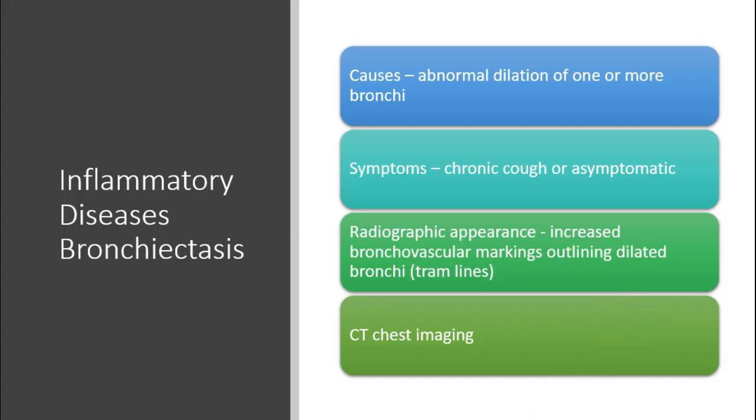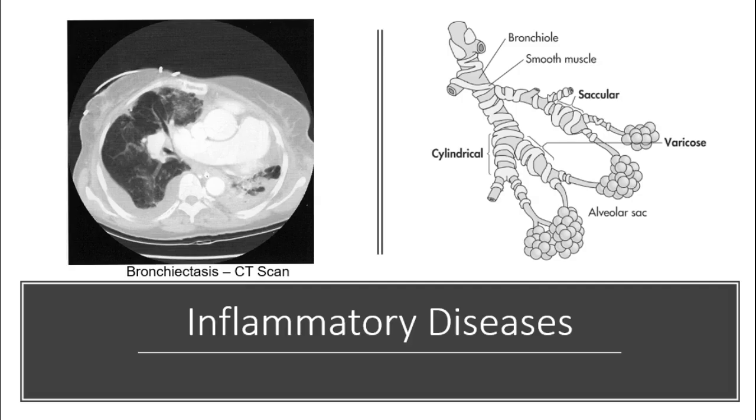All right, so bronchiectasis. We're into our inflammatory diseases. It's an abnormal dilatation of one or more of the bronchi, and the symptom is chronic cough, or it's asymptomatic. Radiographic appearance is increased bronchovascular markings, outline dilatation of the trees. So you'll see tram lines. So you'll be able to see the bronchial trees, and we call that tram lines. And CT is the best for this. So here you can see the outline, and that is what we're talking about.